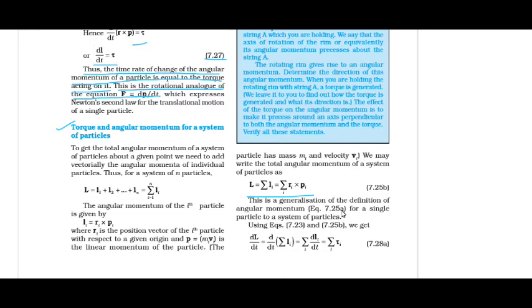This is the generalization of the definition of angular momentum of 7.25a for a single particle to a system of particles. Using equations 7.23 and 7.25b, we get dL by dt equals d sigma Li upon dt, which is sigma dLi upon dt, which is equal to sigma tau i.